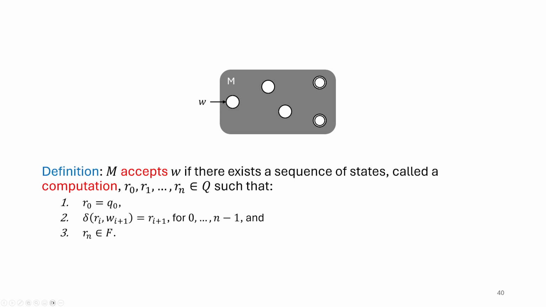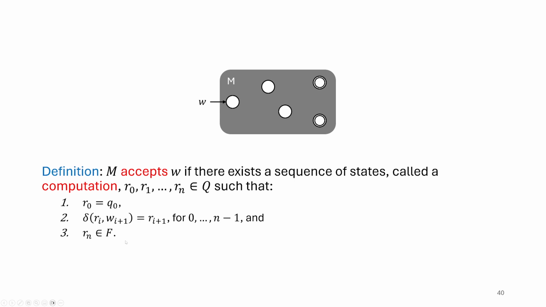So all this property 2 is saying is as we move from state to state, we need to make sure that we're following that transition function. We're not leaping from one state to another where there is no transition between them, or we're not following transitions labeled with the wrong symbol.